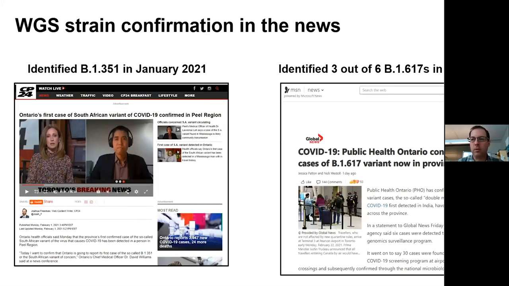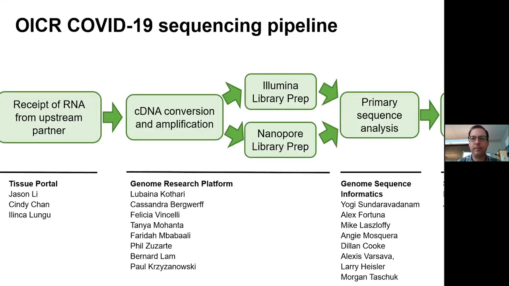One thing I do want to also mention is that because we've been collaborating with Public Health Ontario, OICR was actually the first site to identify B.1.351 in January. We confirmed that for our partners, and we also were instrumental in confirming B.1.617 in Ontario as well. So we've been pretty much right at the front line of all these activities, and been able to produce lots of timely data for the province. So the remainder of my talk will start going a little bit into the weeds.